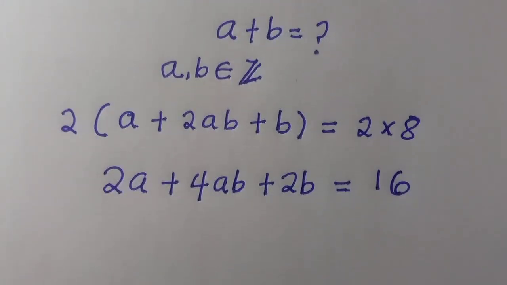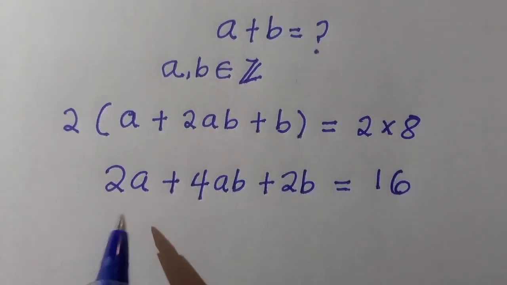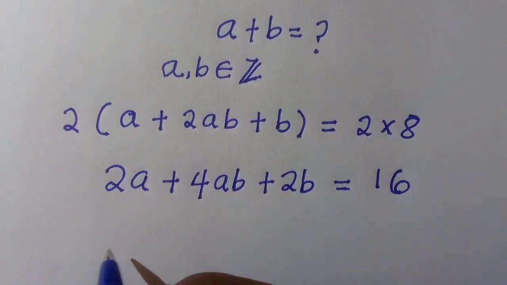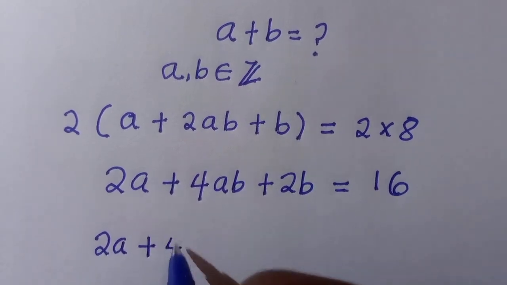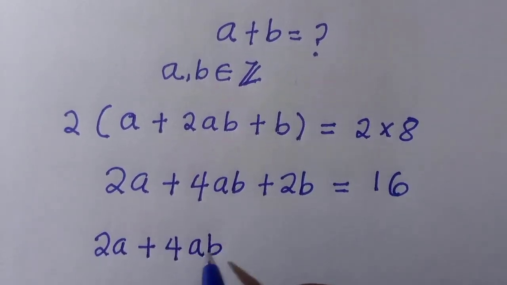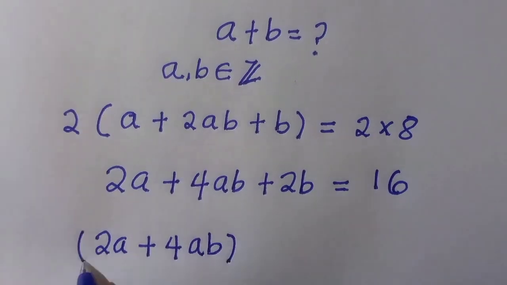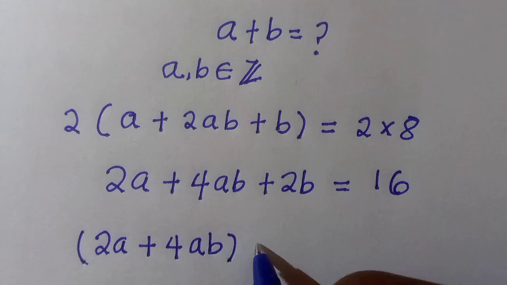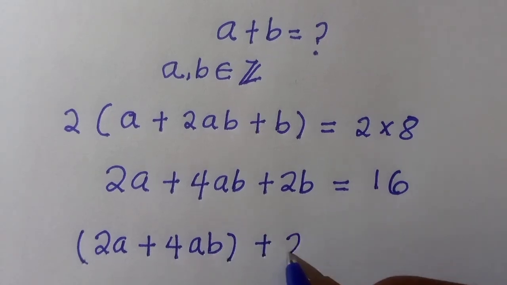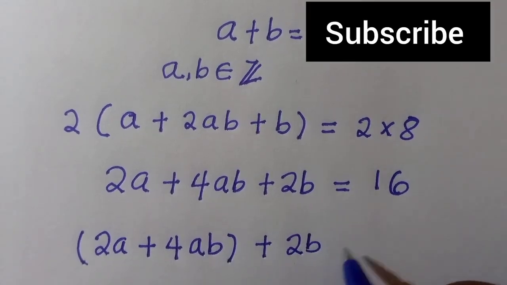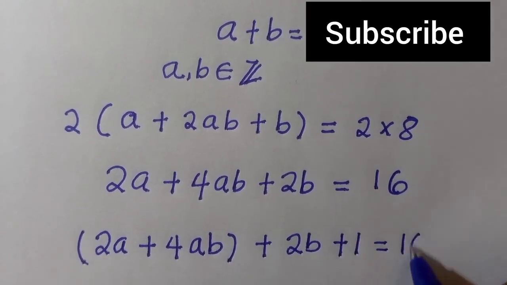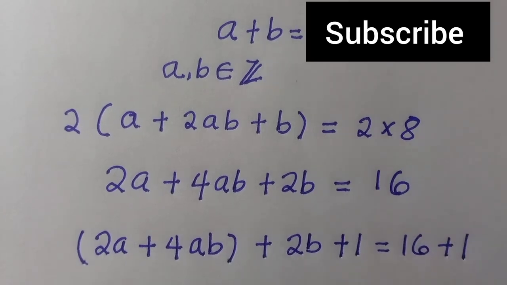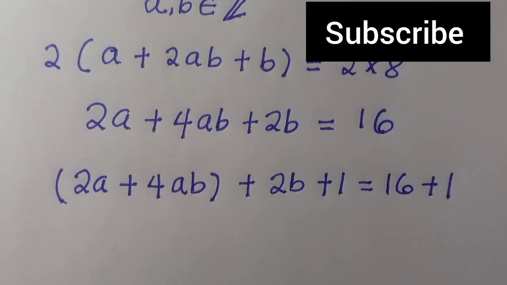The next thing we are going to do is, the first two terms, we bracket them and we add 1 to both sides. So here we have 2a plus 4ab in brackets, plus 2b plus 1, everything equals 16 plus 1, which is still the same thing.